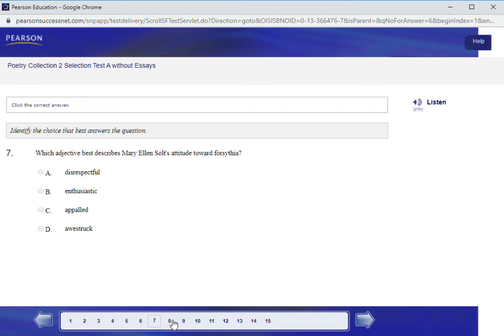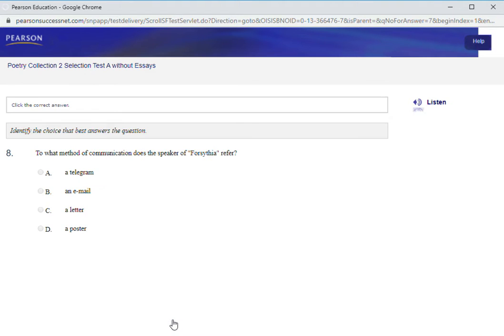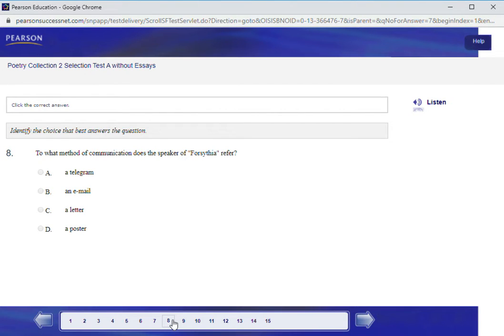Okay, number eight. To what method of communication does the speaker of "Forsythia" refer? It has dots and dashes, and if you didn't know, now you do, that a telegram uses dots and dashes. So it would be A. Number nine, how many syllables does a traditional Japanese haiku contain? Well, we've got to do some math here because it's 5, 7, 5. So 5 plus 7 is 12 plus another 5 is 17. So our answer is D.